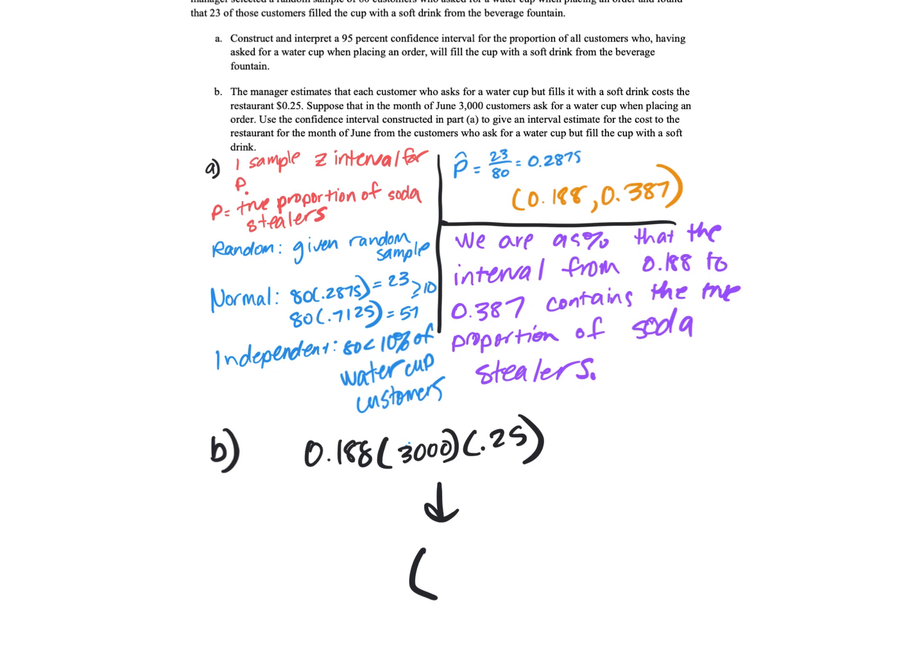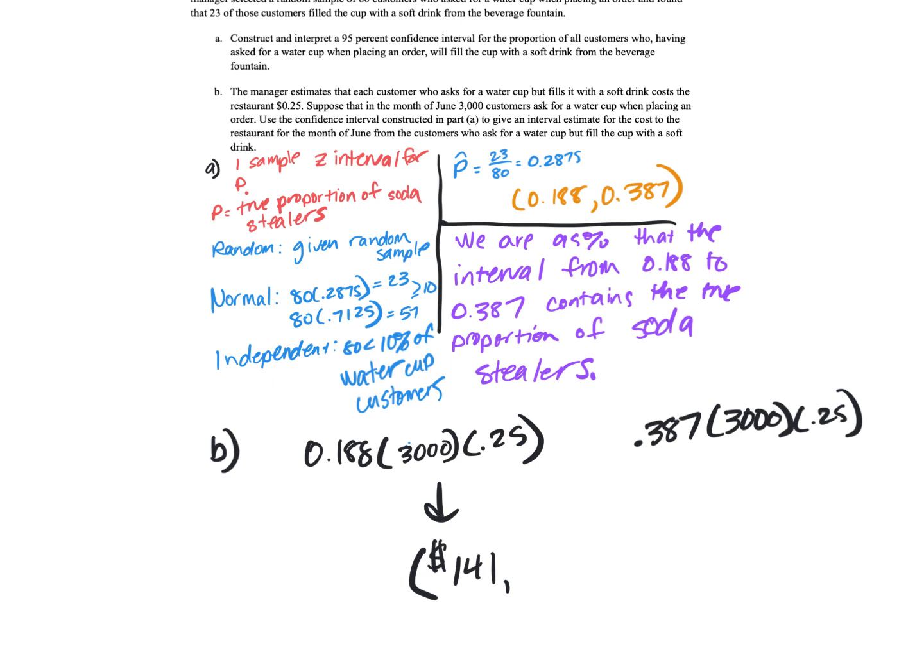So that's $141 that it could have cost this franchise. That's the lowest this would cost. Okay. What's the highest? We do the same thing with the 0.387. First, how many customers, and then multiply by the cost per customer.